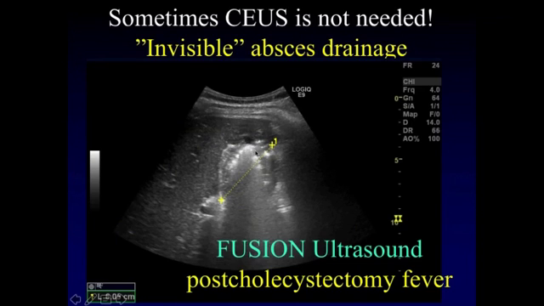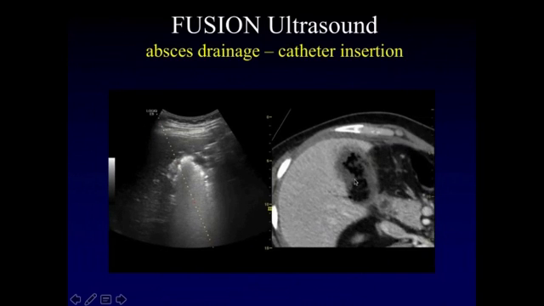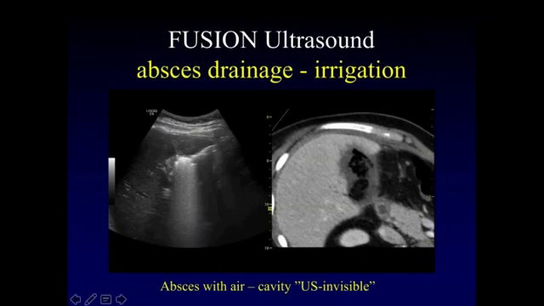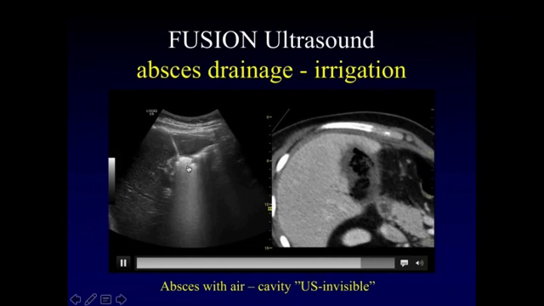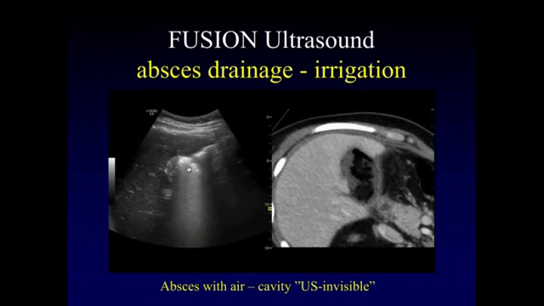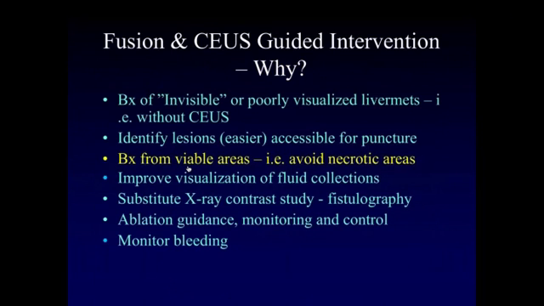In this case there was an abscess after a cholecystectomy. It was impossible to see on ultrasound because there was air in the area, but because we knew there was a CT study, we could do a fused ultrasound CT study, and in that case we were able to drain the abscess without really seeing it on ultrasound. All you see is the gas there, and you can do an abscess drainage with fusion ultrasound. I will use this later when I show you how you can use it for ablation and as a substitute for X-ray.